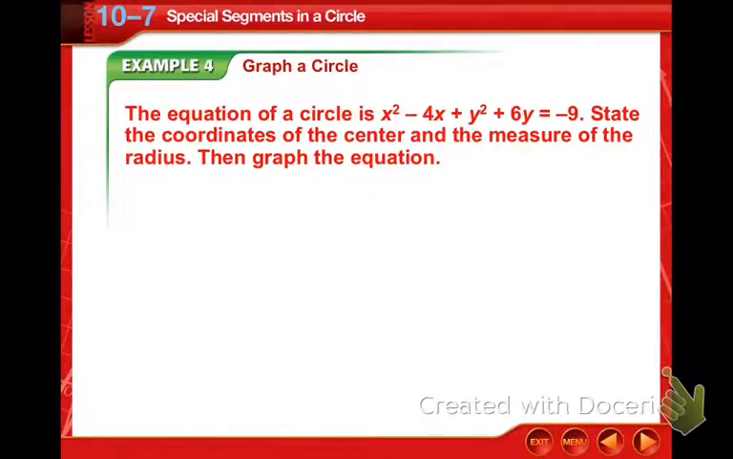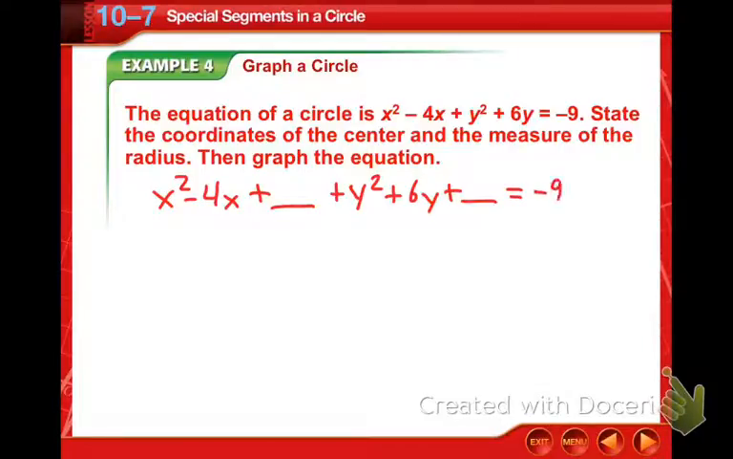So our next one wants us to graph it. We're not going to graph it, but this one is a bit more complicated because what we have to do is actually complete the square 2 times. So we have x² - 4x + some number we need to use to complete the square, plus y² - 6y plus, again, some number to complete the square, equal to negative 9 plus each of those numbers.